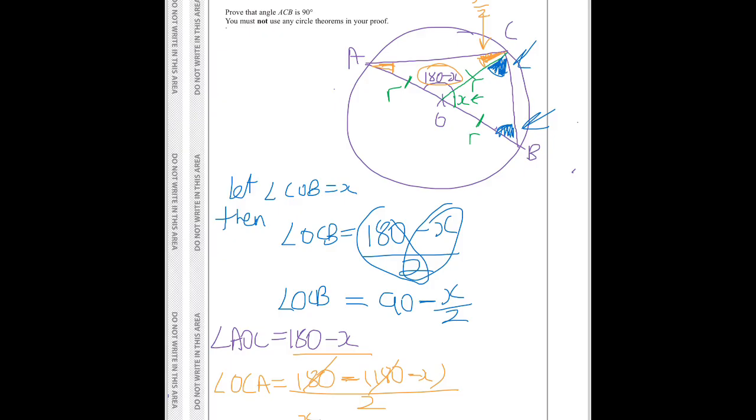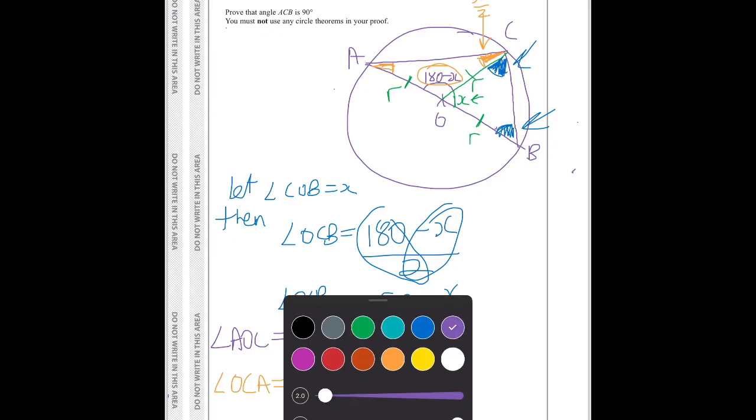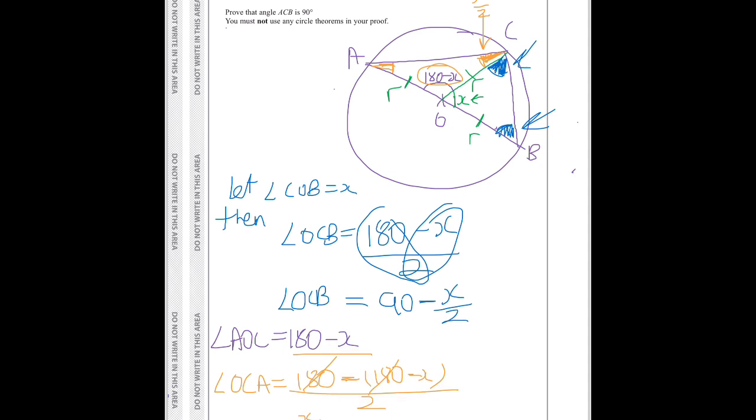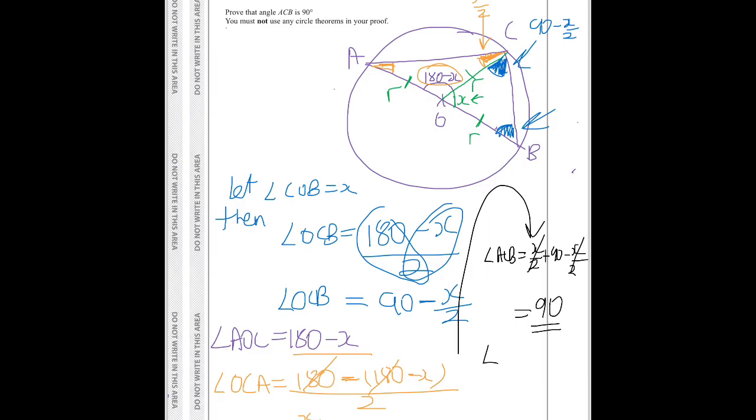So remember what we said earlier. We said the blue angle was 90 minus x over 2. And we're saying the orange one is x over 2. Now to wrap things up, angle ACB, the thing we're being asked to show, is x over 2 plus 90 minus x over 2, which, by cancelling out the x over 2's, we are left with 90. So angle ACB is always 90 degrees.